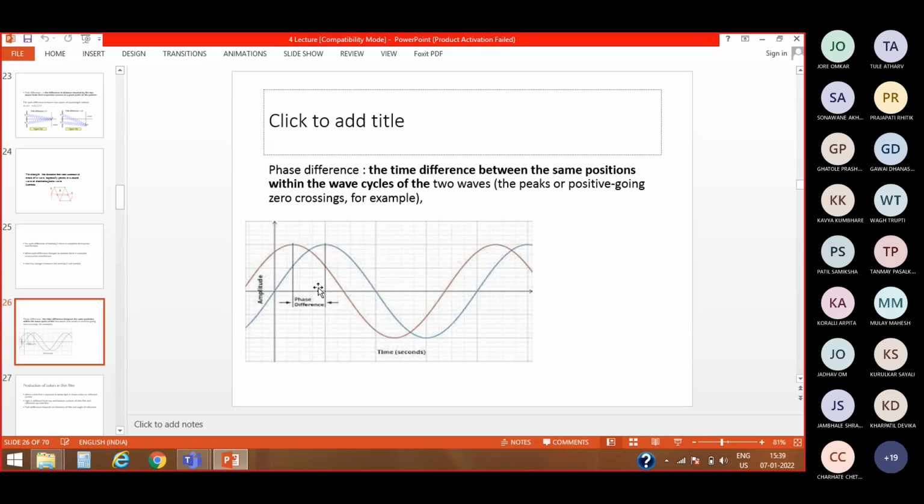So what do we call this distance? This is the phase difference. So the phase difference is the time difference between the same positions. Same position means this one. If I consider this as one position and this as another position, the time difference between the same positions within the wave cycle of two waves is called the phase difference. So what is it called? It is called the phase difference.